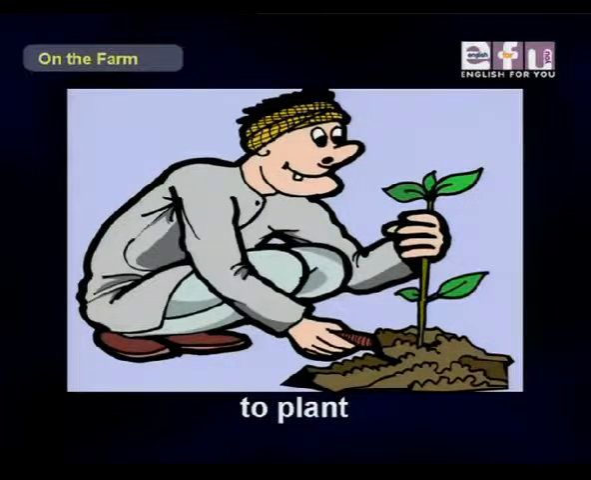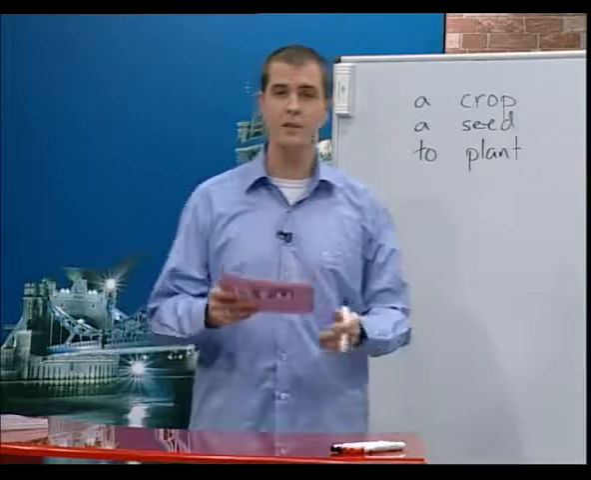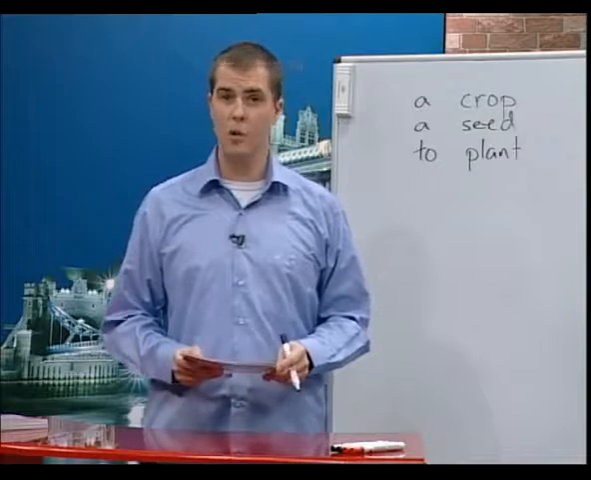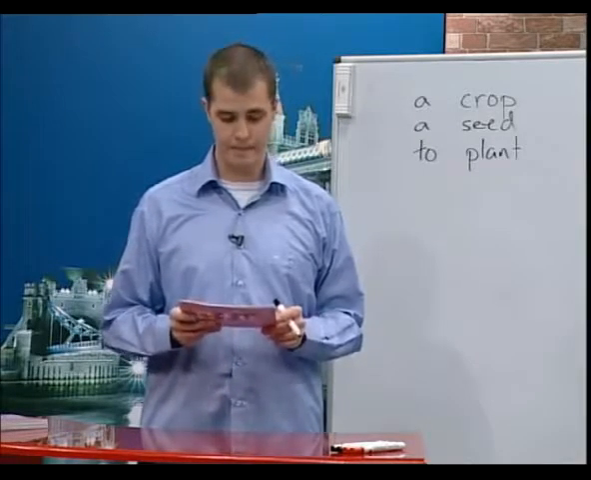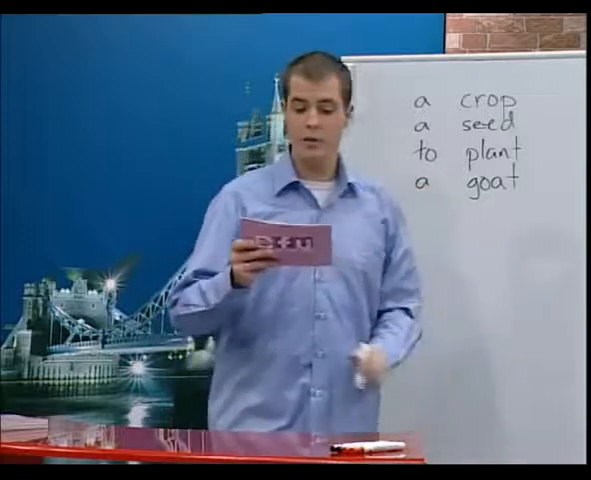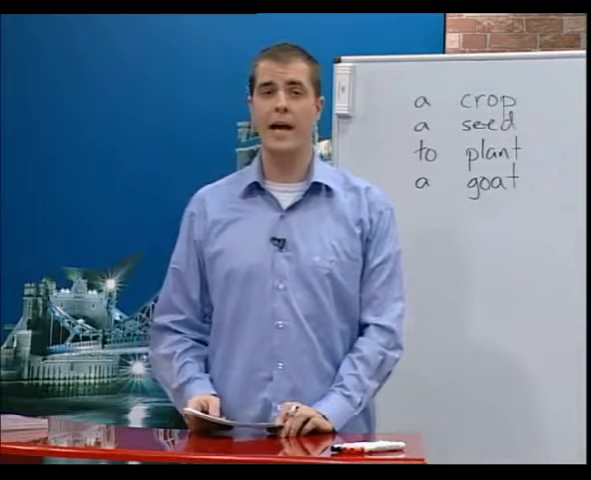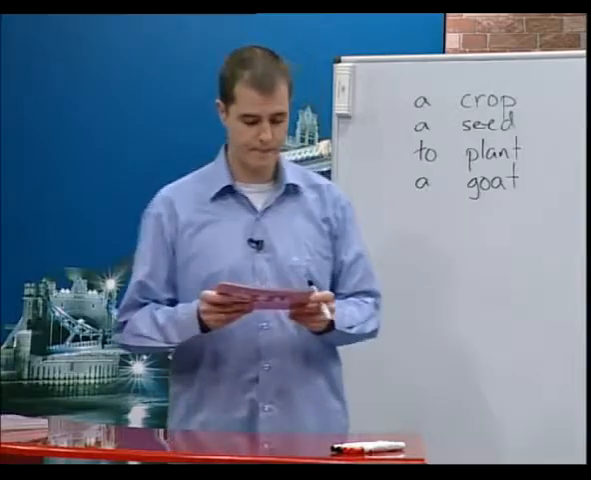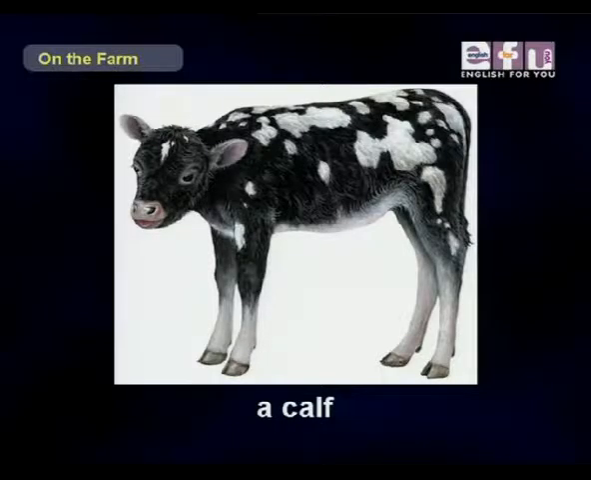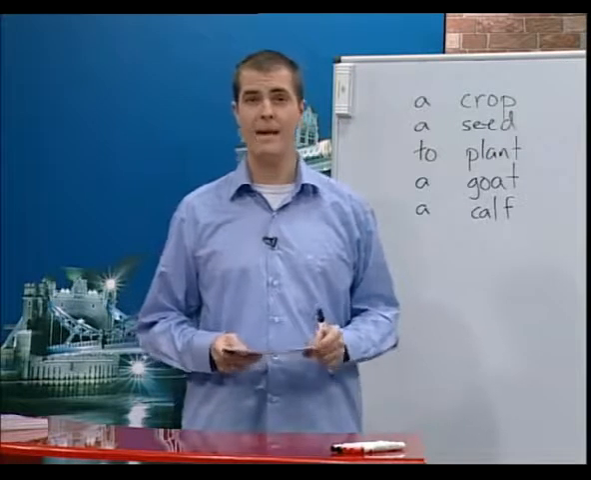To plant. It's a verb, to plant. To plant means to put plants or seeds in the ground. A goat. A goat is a farm animal that looks a little bit like a sheep, and it usually has two horns. Next we have a calf. A calf is a baby cow.